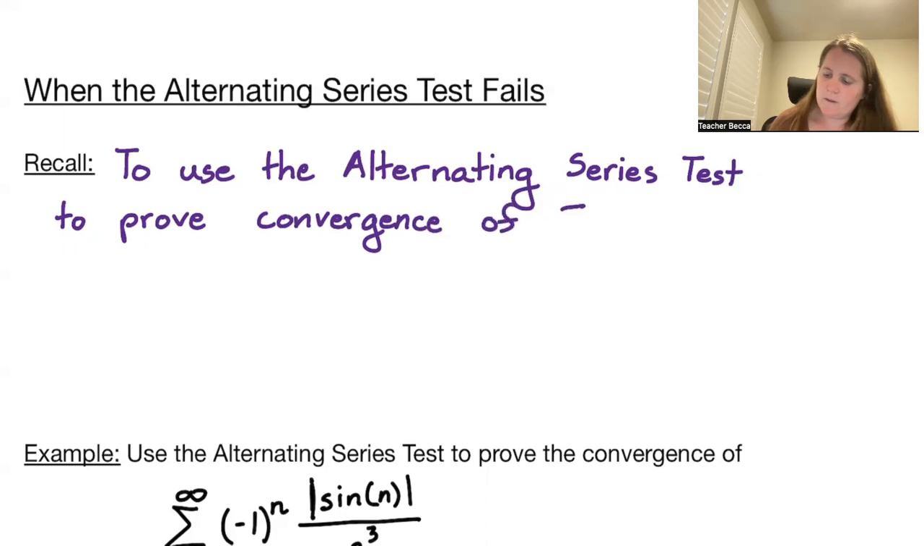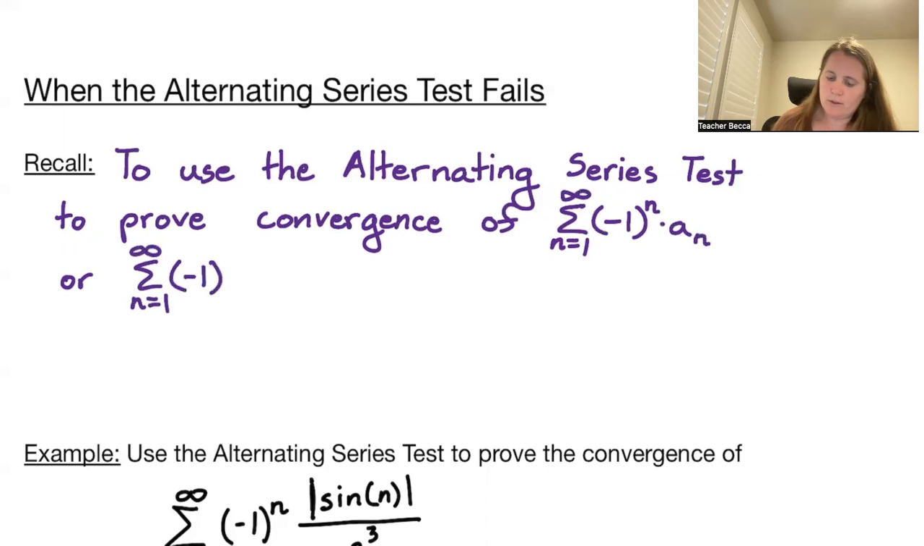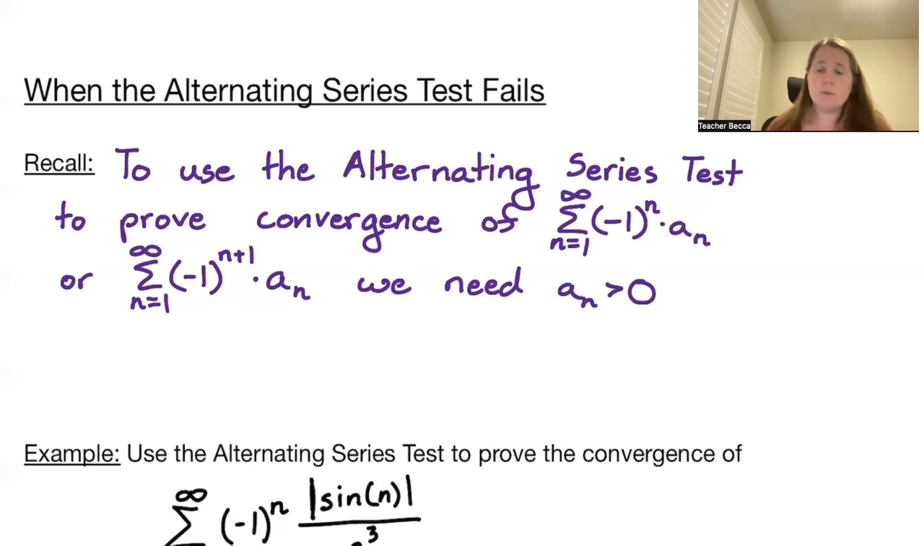of the sum from n equals 1 to infinity of -1 to the n times a sub n, or the sum from n equals 1 to infinity of -1 to the n plus 1 times a sub n, right? To prove convergence of either of these alternating series using the alternating series test, we need our a sub n to be positive and eventually monotonically decreasing.